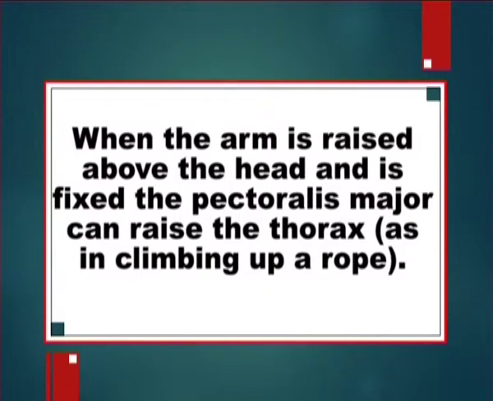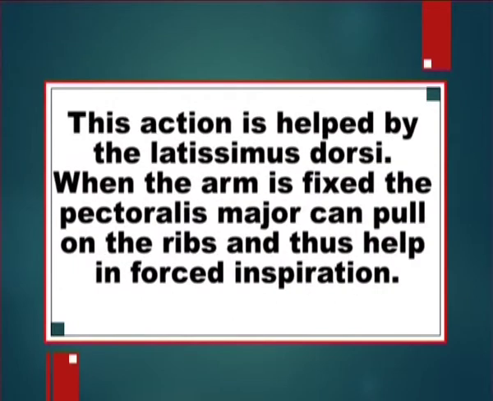When the arm is raised above the head and is fixed, the pectoralis major can raise the thorax, as in climbing up a rope. This action is helped by the latissimus dorsi. When the arm is fixed, the pectoralis major can pull on the ribs and thus help in forced inspiration.